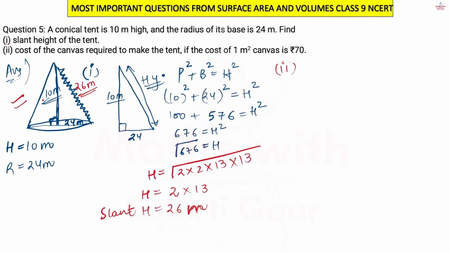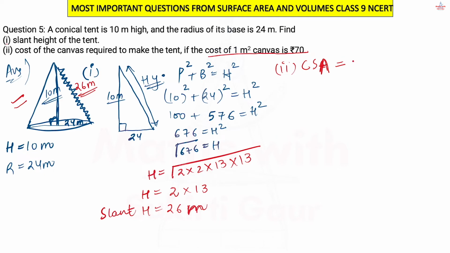So we have to find out, whenever we create a tent, we do not cover the base as well, because if you cover the base, how will you enter, right? So we only make the curved surface area, only this part of the tent, by the canvas, right? So this is basically the curved surface area, right? So we need to calculate the curved surface area to find out what area of the canvas is required to make this tent. Then we will find out the cost for that.